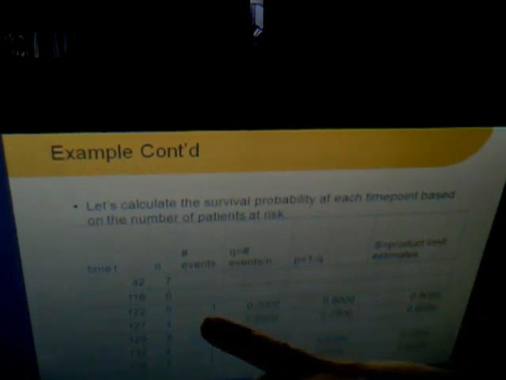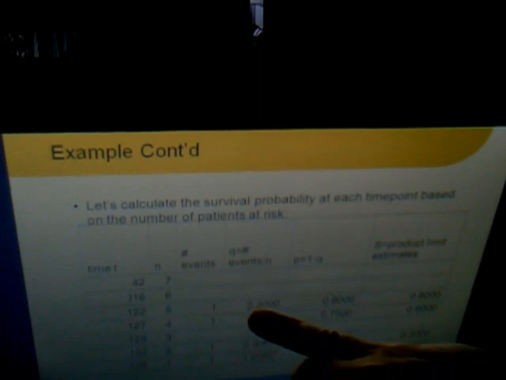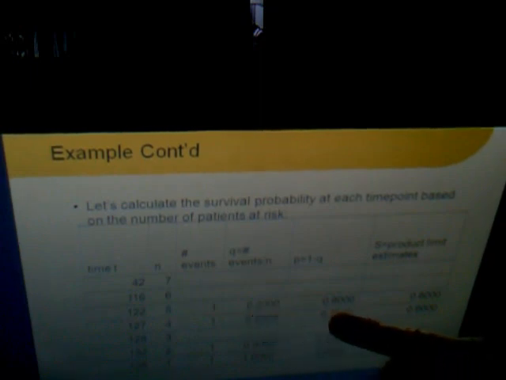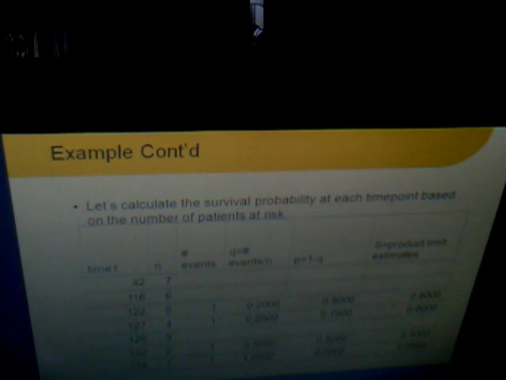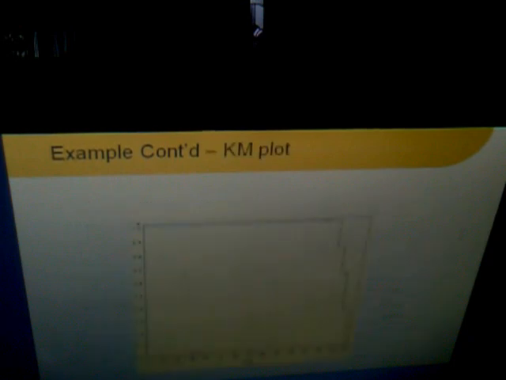So we have 1 out of 5 gives us 0.2, and so the probability of not having the event is going to be 0.8. And because these are all different patients, they're independent. So whenever we have independence, we can multiply probabilities. So we're just multiplying to get those product limit estimates, and that's what's plotted in the Kaplan-Meier plot.